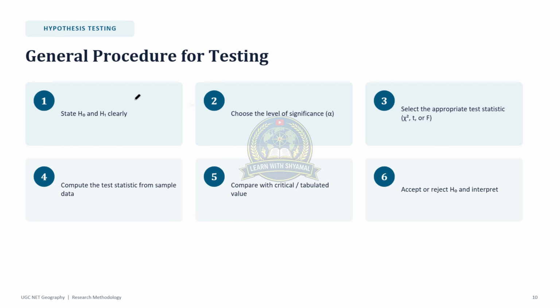General procedure for testing hypothesis: state the null hypothesis and the research or alternative hypothesis clearly. Choose the level of significance and select the appropriate test statistic. Compute the test statistic from sample data. Compare the computed and critical tabulated value. Accept or reject the null hypothesis and interpret it.